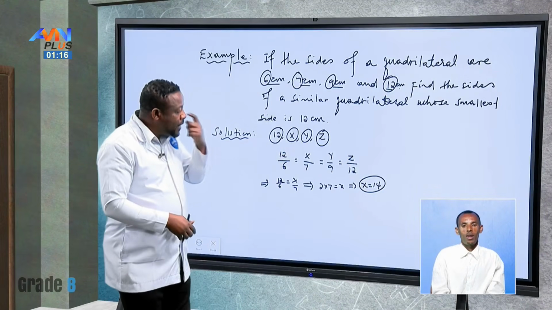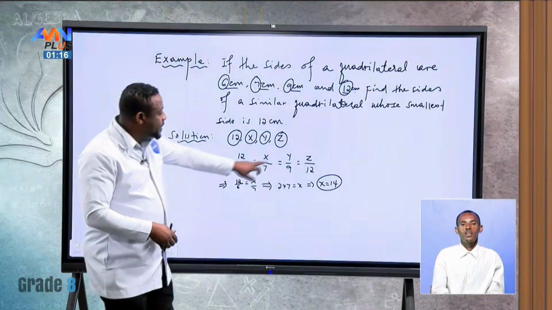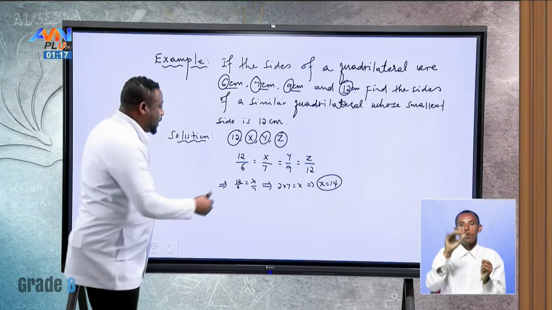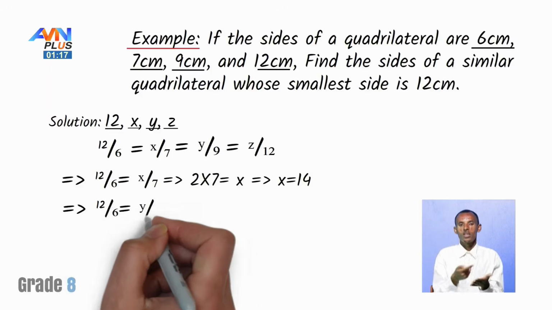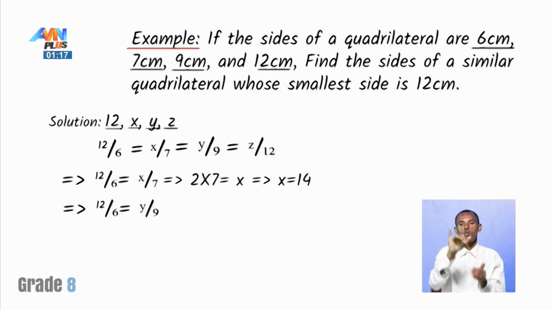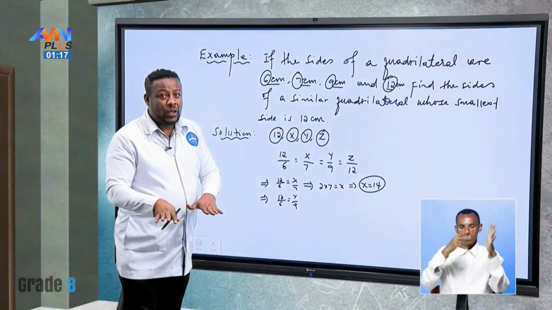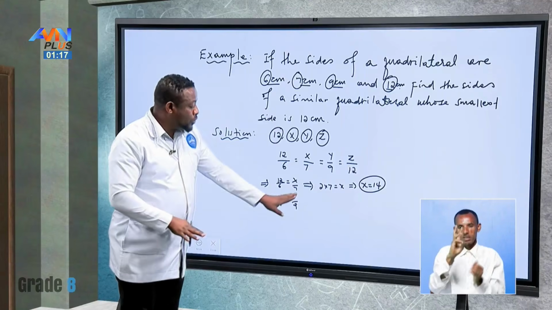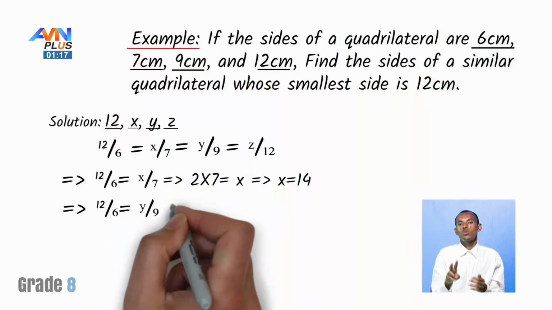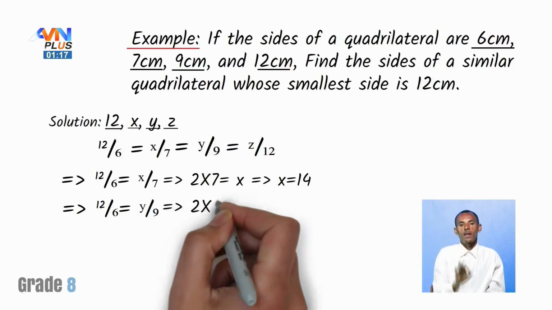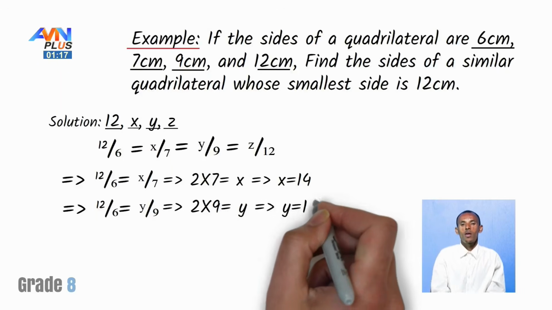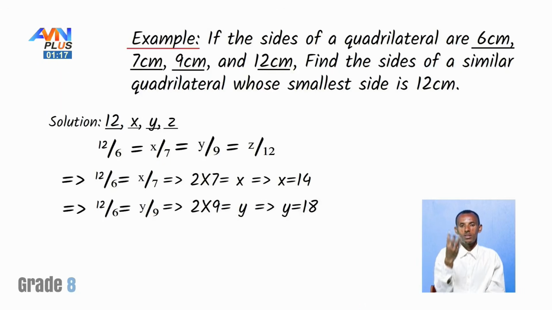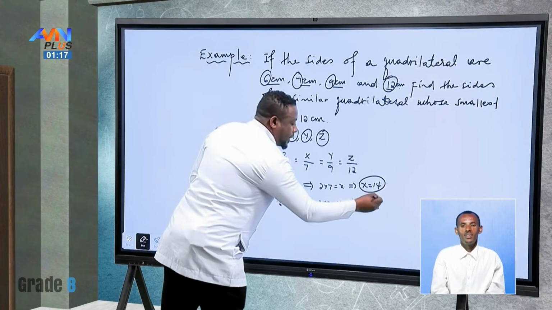So let's take 12 over 6 and y over 9. So 12 over 6 is equal to y over 9. Since 12 over 6 is 2, you can make it 2. 2 is equal to y over 9 and crisscross it. So 2 times 9 is equal to y. So y becomes 18. So the second variable is known.